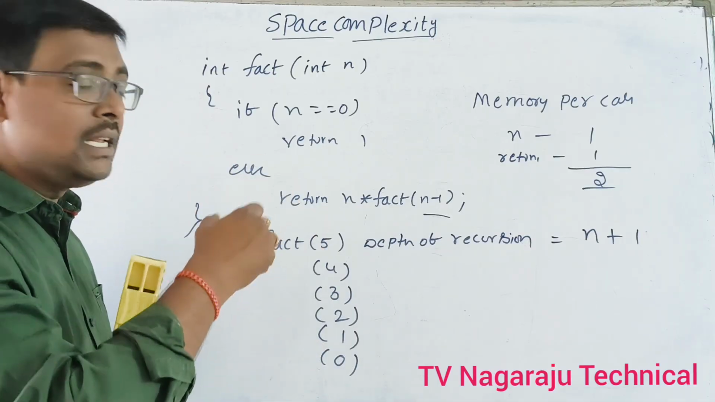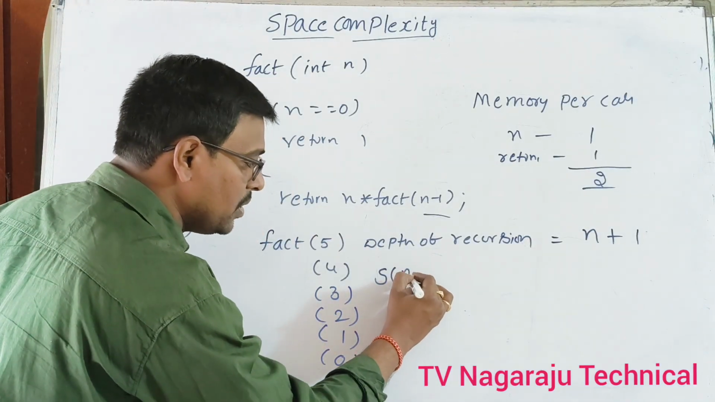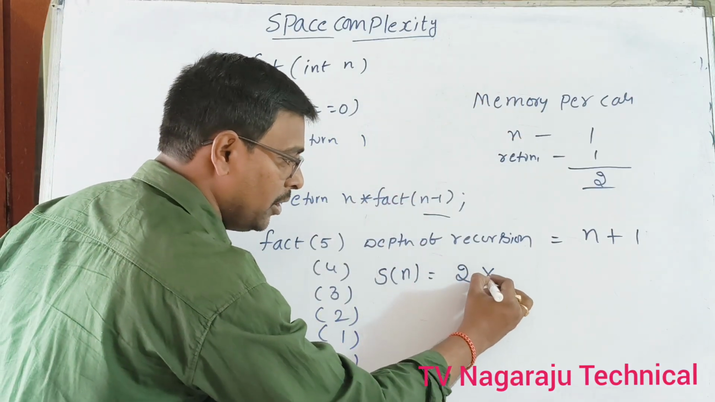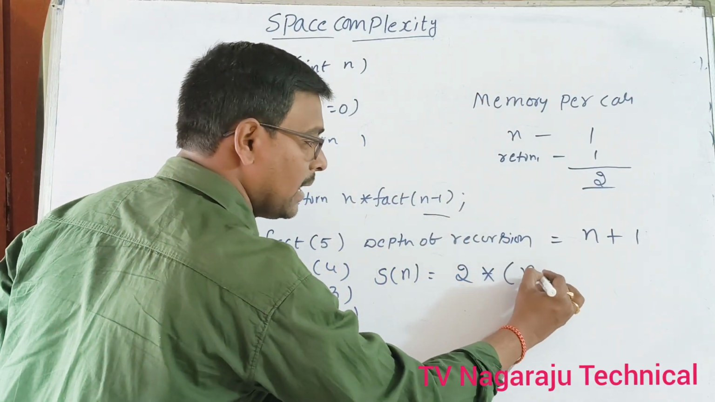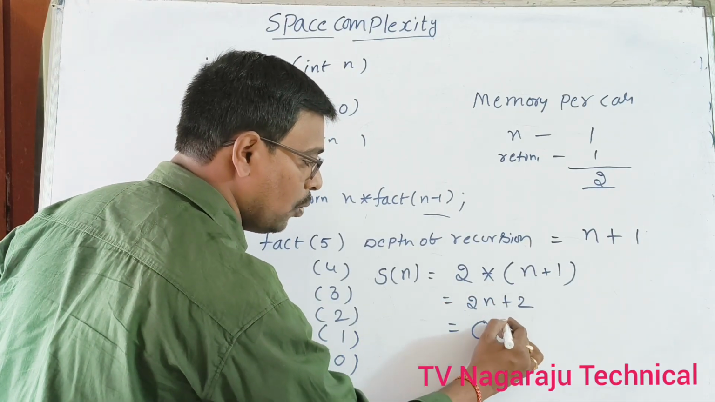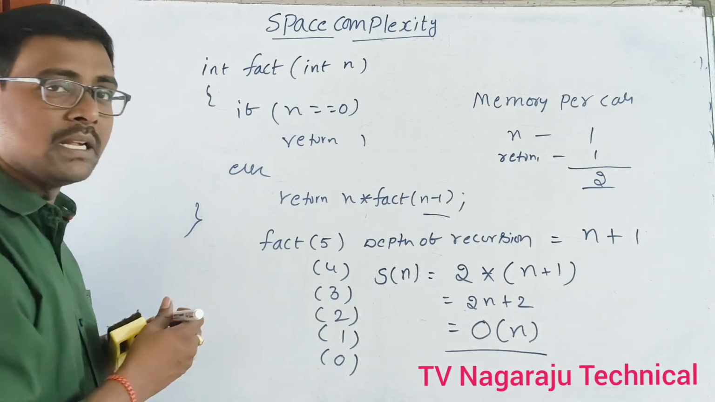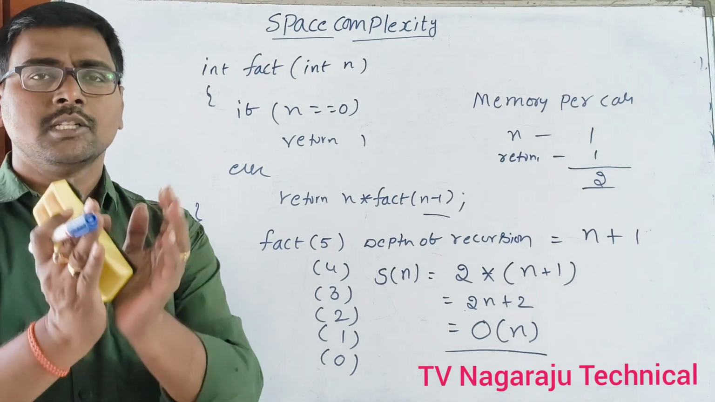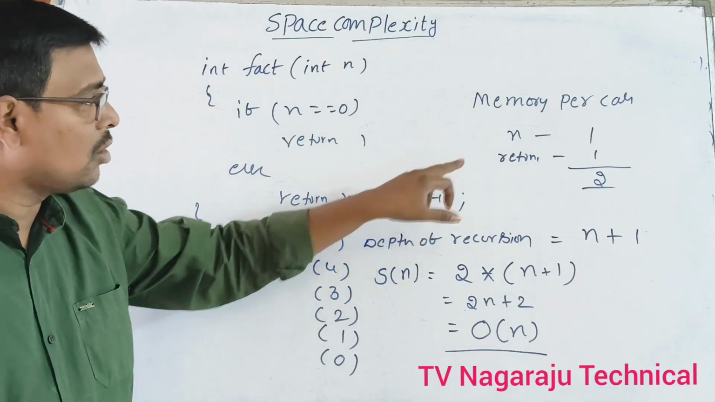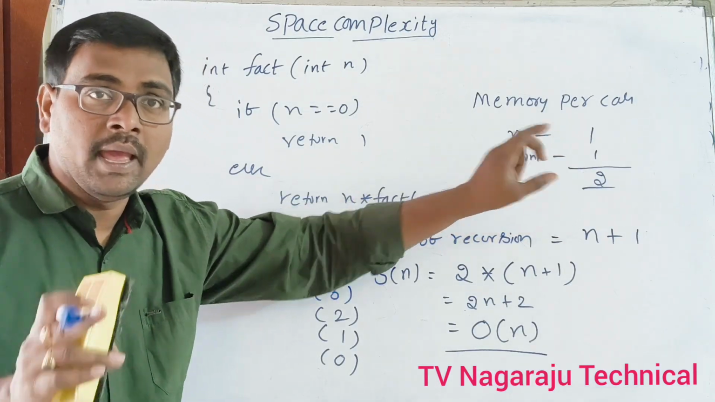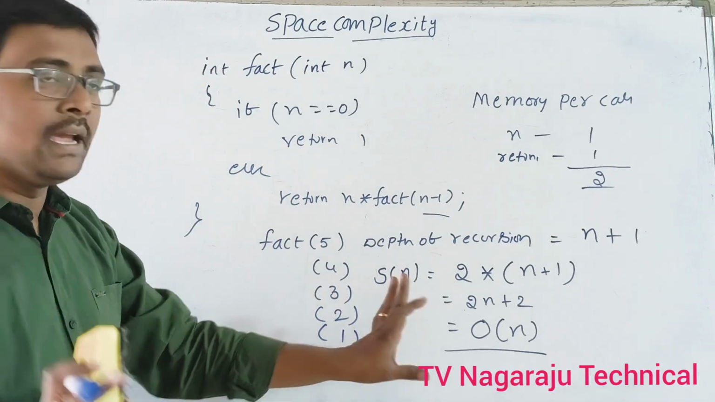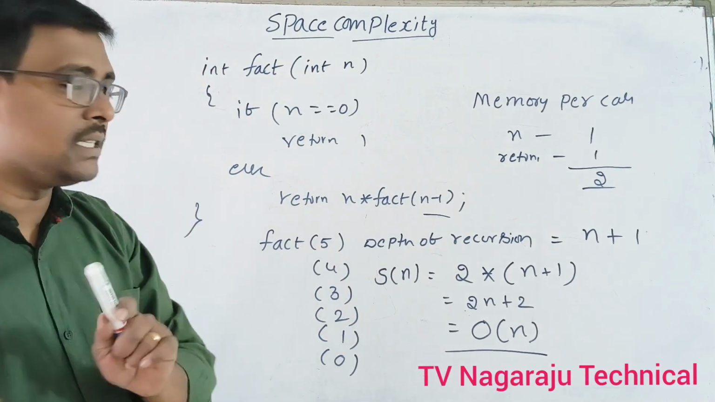Now the total space complexity of this program is equal to the memory per call into the number of calls, 2 into n plus 1. That is 2n plus 2, which is big O of n. This is the space complexity. It is very easy. The simple logic is: per call, how many memory locations are required, and how many times the recursive calls occur. Anyway, for understanding, we will move to 2 more examples.